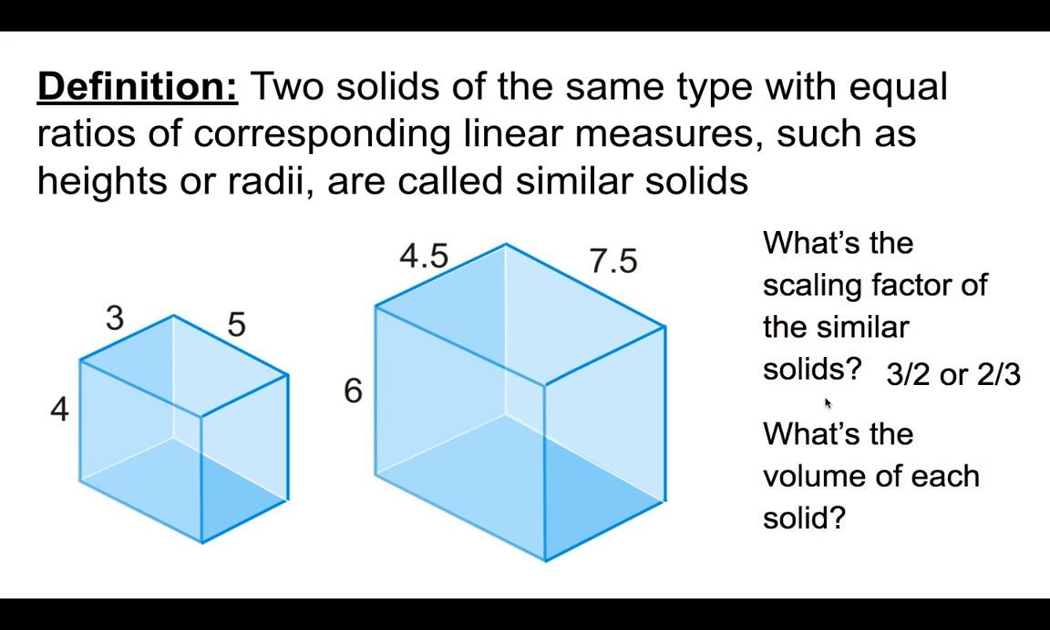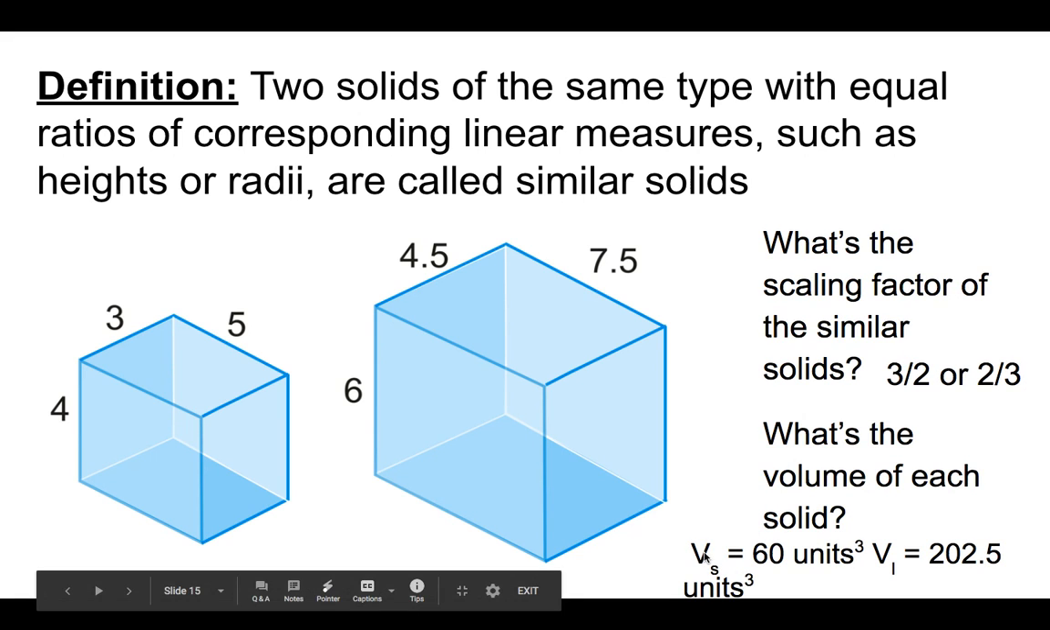And now go ahead and tell me what is the volume of each of these solids. You should have gotten 60 units cubed and then 202.5 units cubed. Notice I denoted the volume of the smaller with a subscript of S, and the larger has a subscript of L. Okay, keep that in mind as we move along.